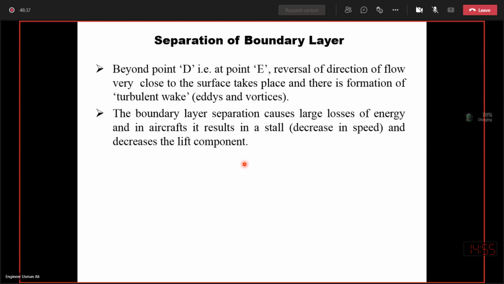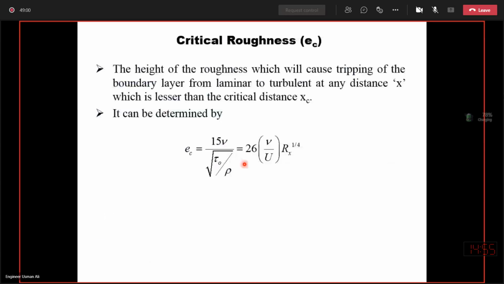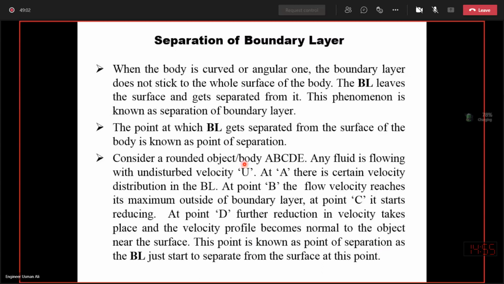So up till now in this lecture we have analyzed the laminar boundary layer, and we have found the thickness of the boundary layer, shearing stress in that boundary layer, and the friction drag coefficient in that boundary layer. Similarly, we have done it for the turbulent boundary layer and for the transition boundary layer. And then we have discussed the critical roughness, and we have discussed the separation of boundary layer.